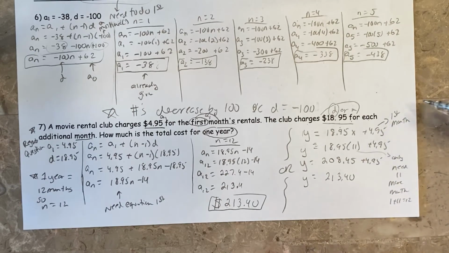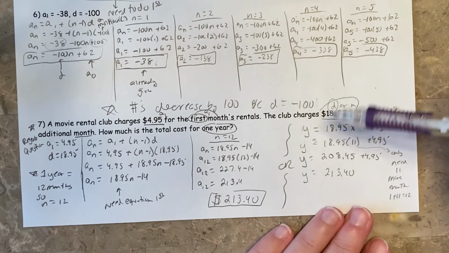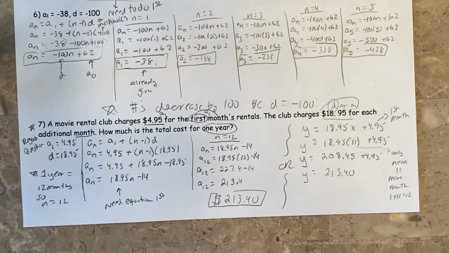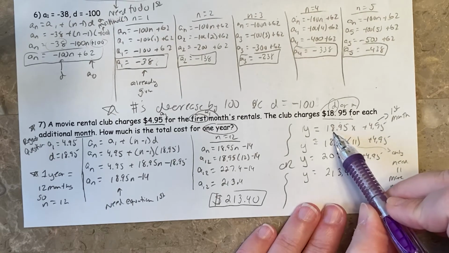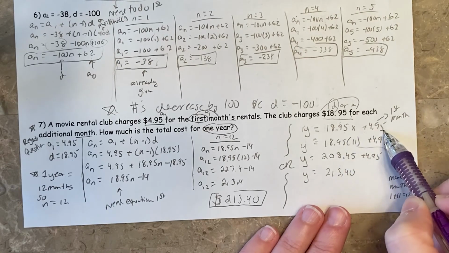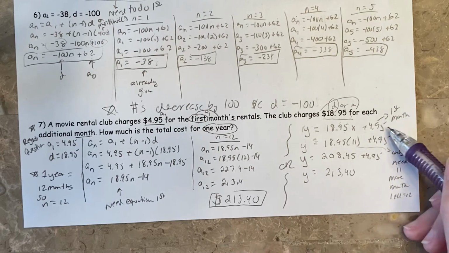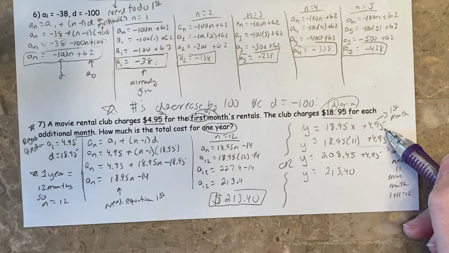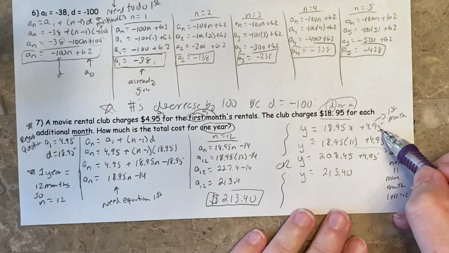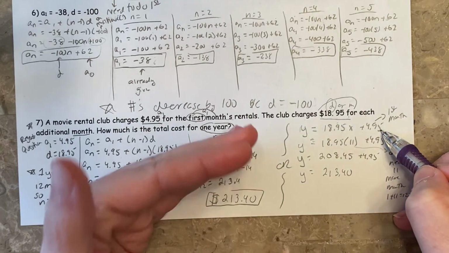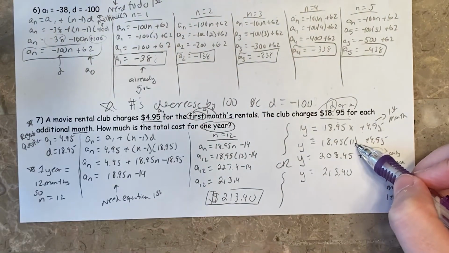The Regents also did allow this, so I did write it down. Some kids used something similar to what they did with y equals mx plus b. They did $18.95x plus $4.95. This, though, be careful, does represent the first month. So this is already 1 month in. So you have 11 more months. So that's where this 11 came from, and they got the same answer.